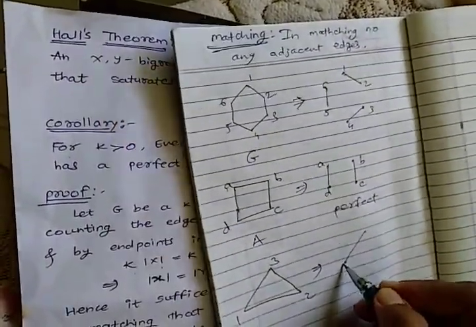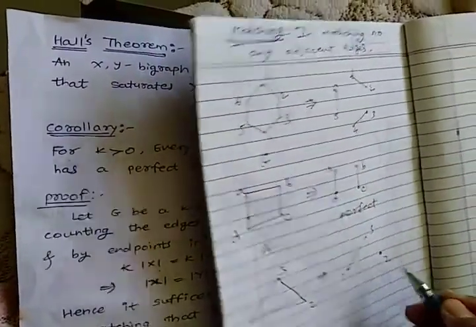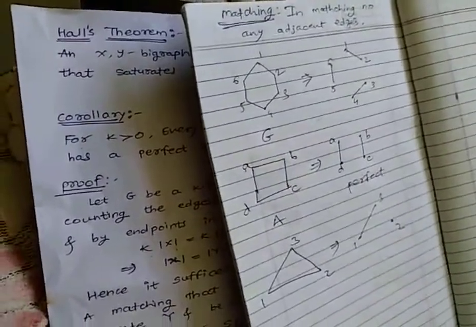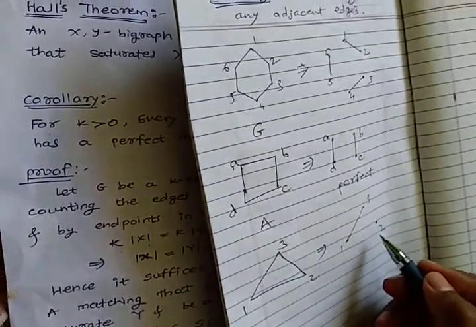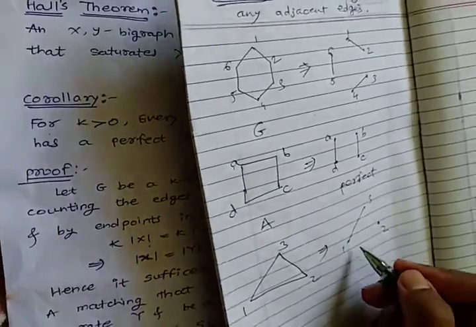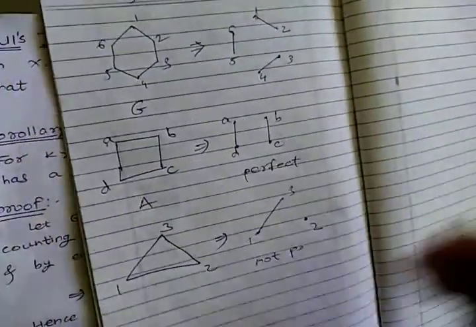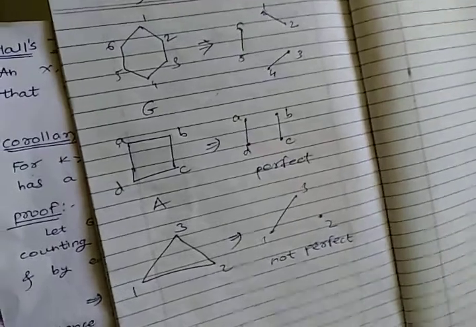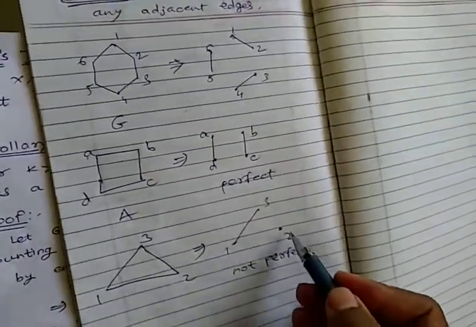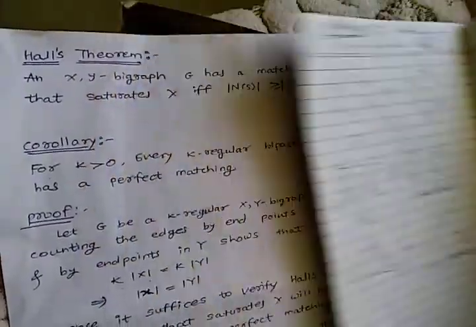We see another example. First we take this edge, then we can't draw any other edge because these are all adjacent, and this is not a perfect matching. Not perfect because the degree of 2 is not 1.